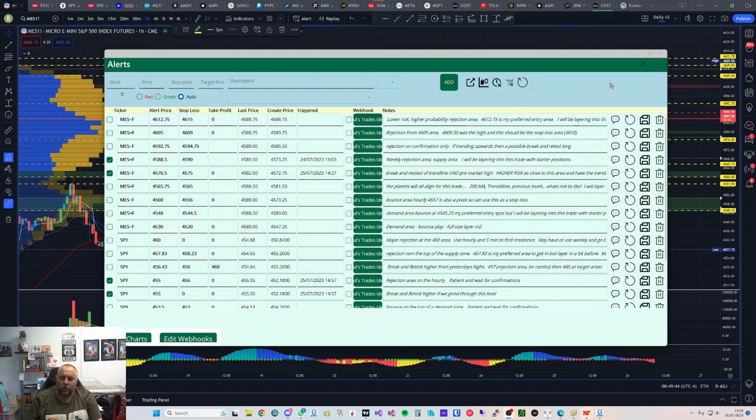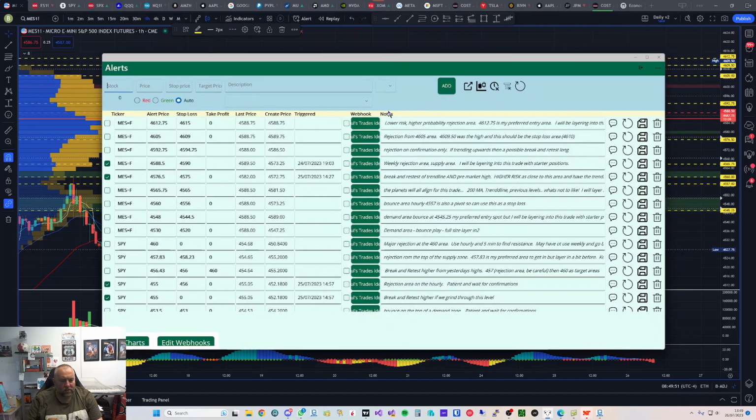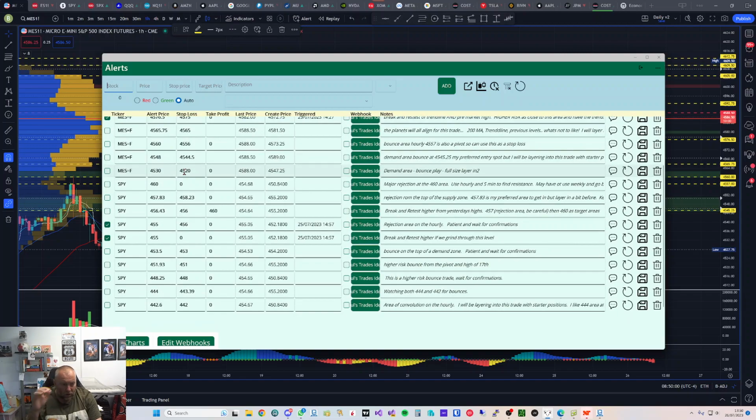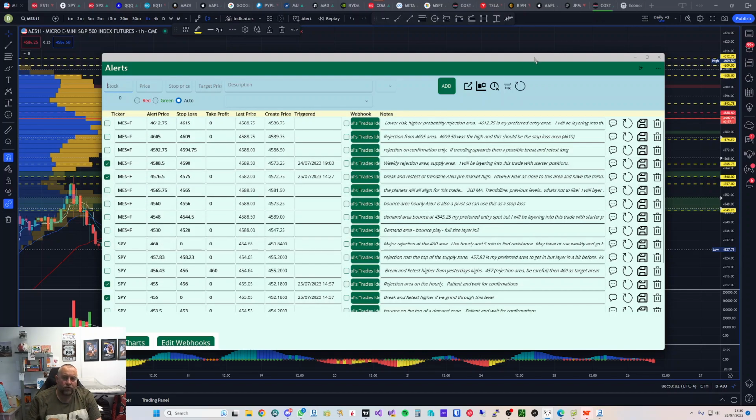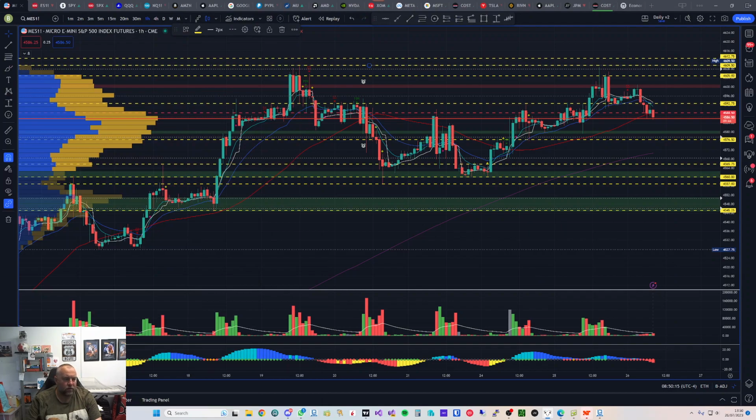So I've got a few levels. The screen in front of me is my alert software, software I wrote myself, and it lets me put all my levels in, why I'm finding them, and it lets me put them in the Discord room as well. So these are all my levels for SPY and ES. There's quite a lot of them, but I'm only going to go through my top two rejections and bounces, which includes one scalp and one position I'll be waiting for. There's quite a few there to go through. I don't want to go through them all.